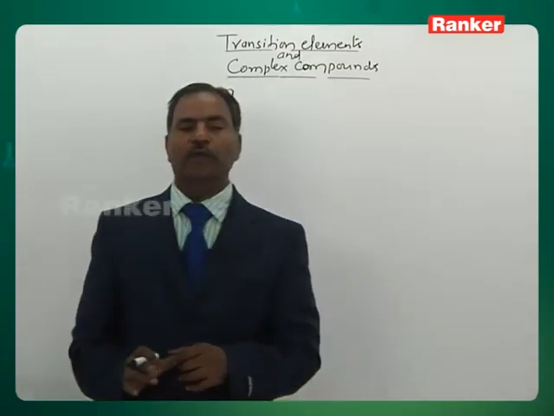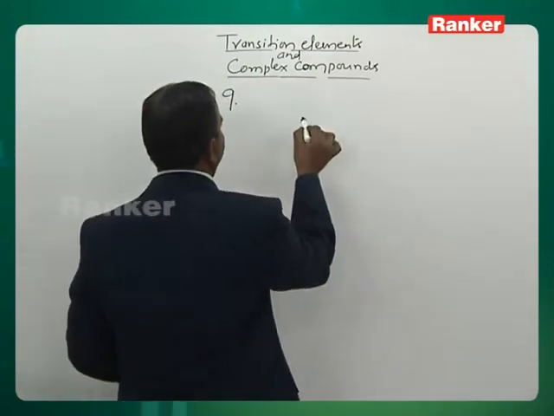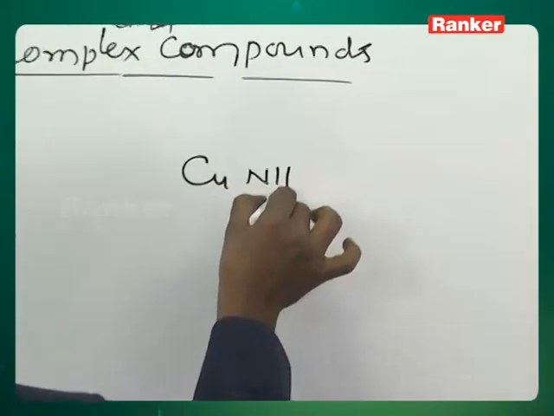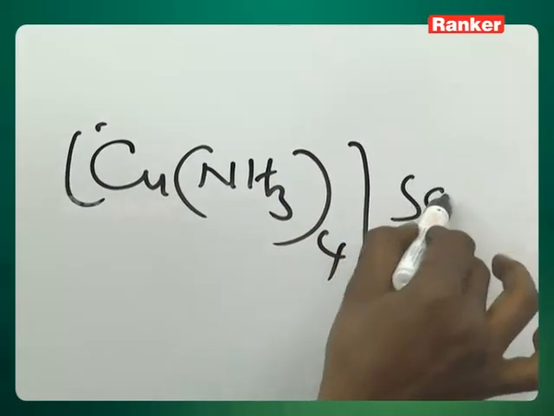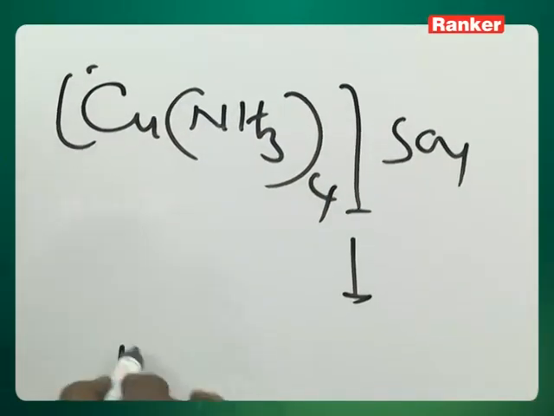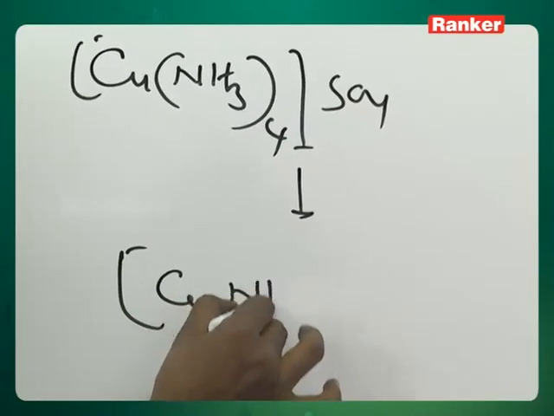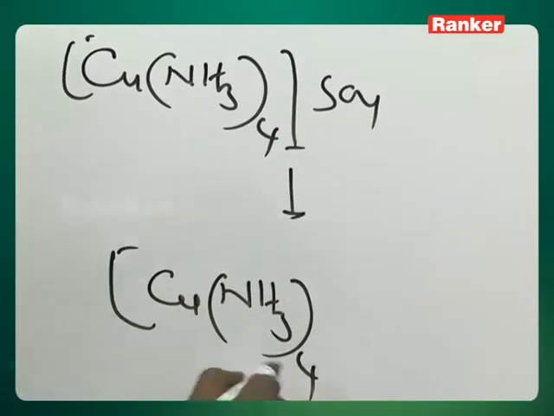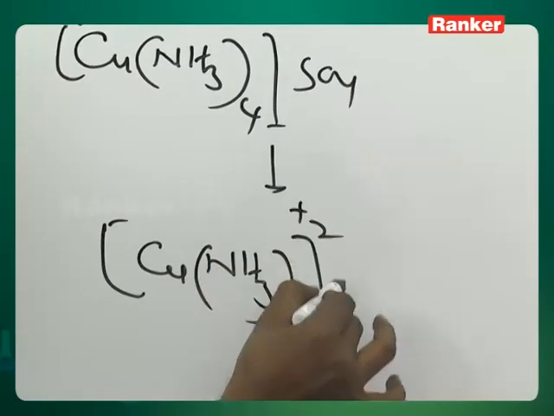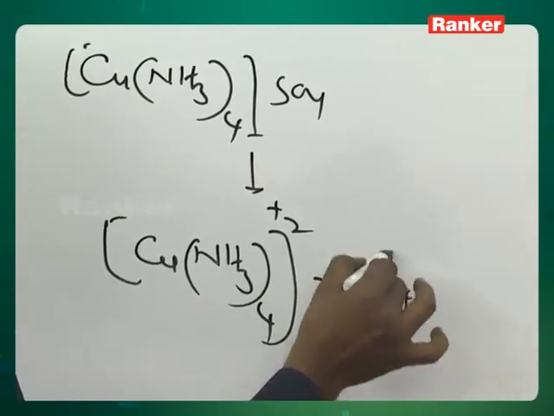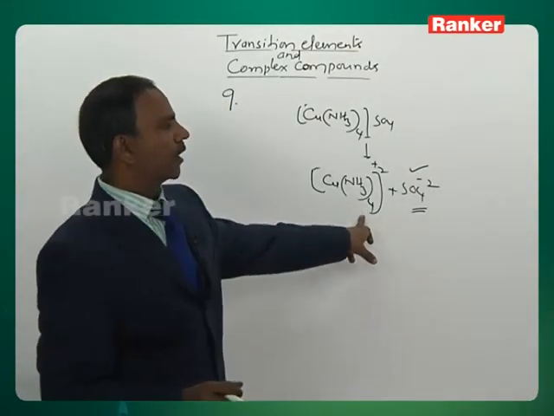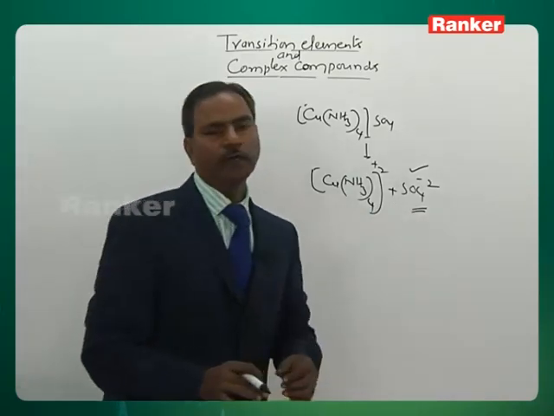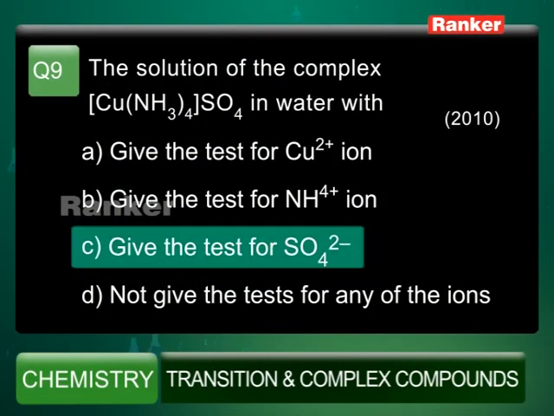Gives the test for sulfate ion. Definitely this particular ion. What is the complex given? Check it. [Cu(NH3)4]SO4. This you are putting into water. Then [Cu(NH3)4]2+ plus sulfate ion. This sulfate ion can be easily identified here, not copper +2 or ammine. So sulfate ion can be identified. So answer C, gives the test for sulfate ion. This is the answer. Answer C.